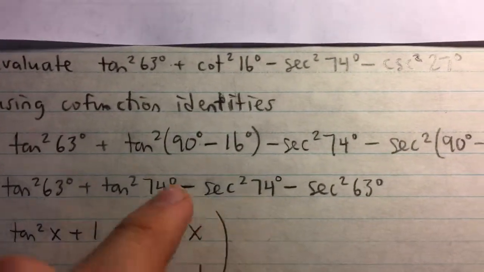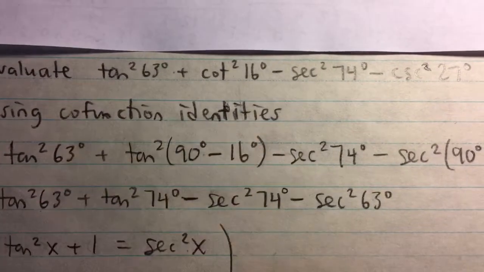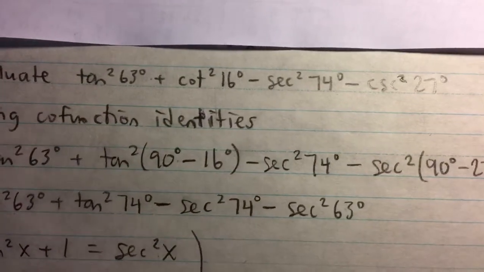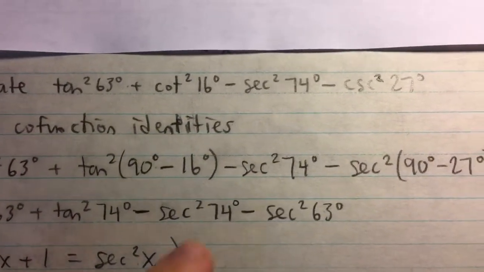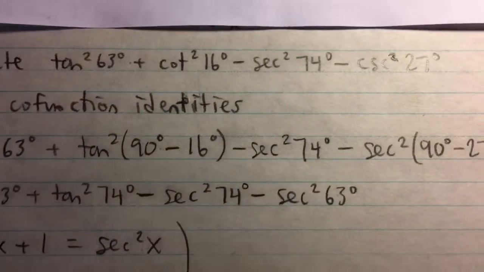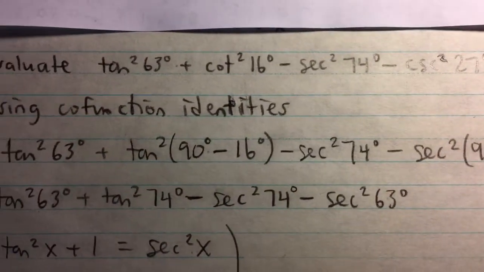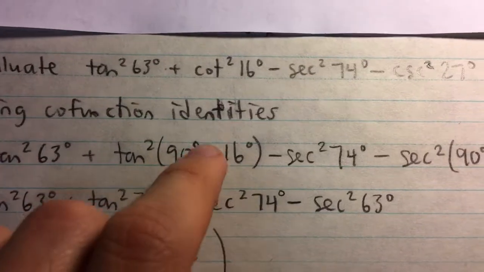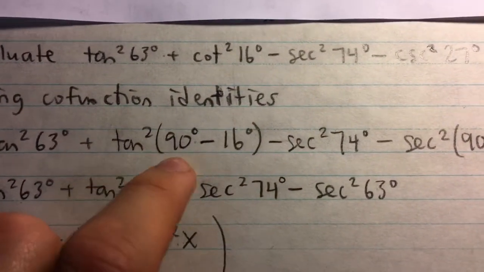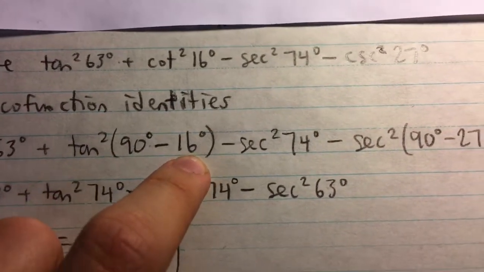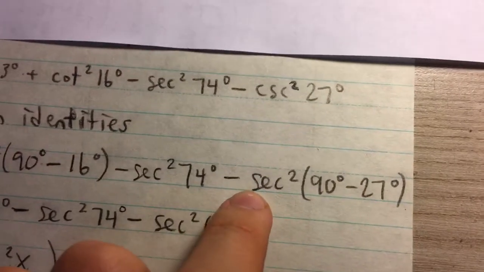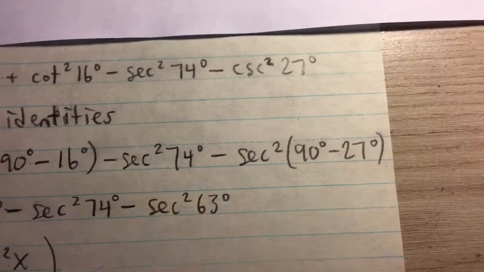So what we can do is use cofunction identities. What they say is that cotangent and tangent are related, and similarly secant and cosecant are cofunctions, so they are related as well. The way they're related is that the cotangent of an angle is equal to the tangent of 90 degrees minus that angle. Similarly, the cosecant of an angle is equal to the secant of 90 minus that angle.